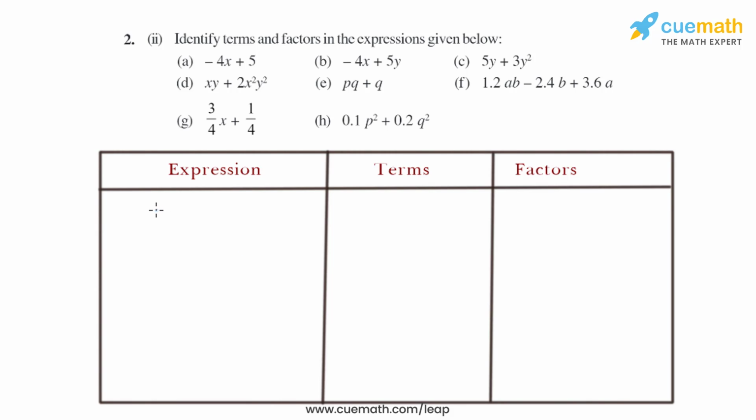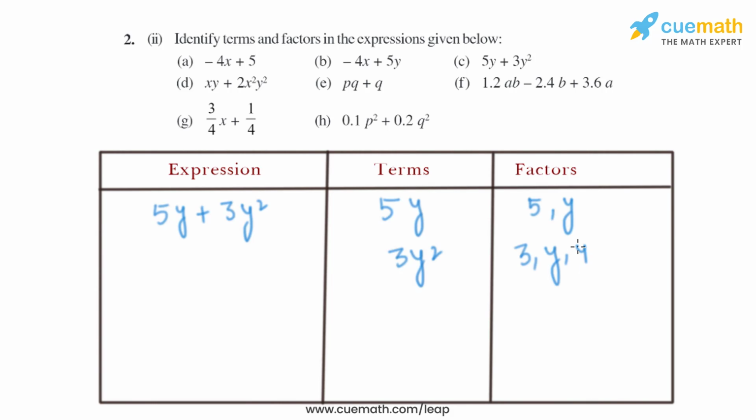Now let's move on to the C part. The expression that is given is 5y plus 3y square. The terms are basically 5y and plus 3y square. The factors of 5y will be 5 and y. Similarly, the factors of 3y square will be 3, y and y. As it is y square, it will be 2 y's.